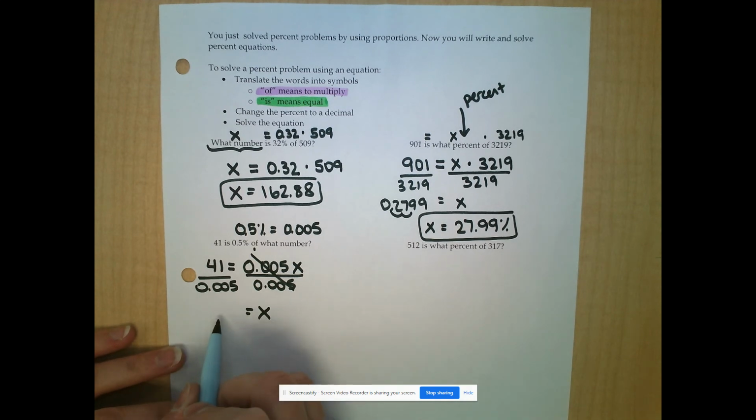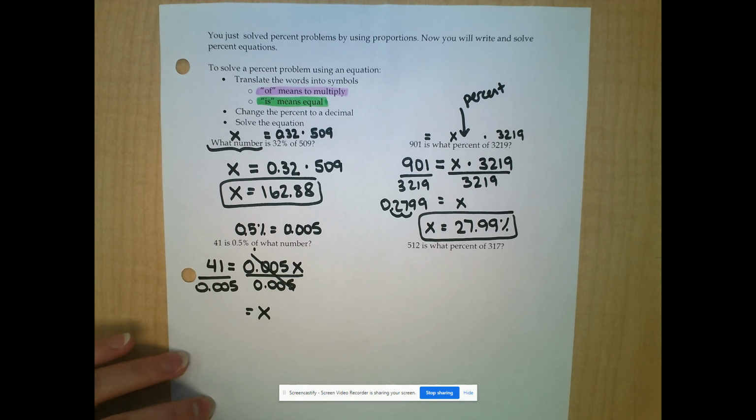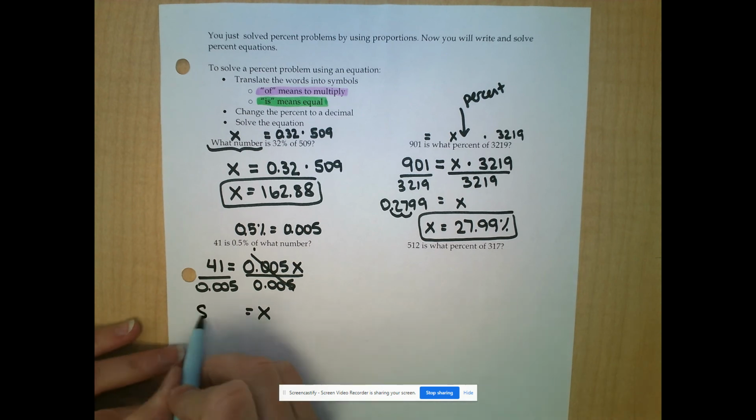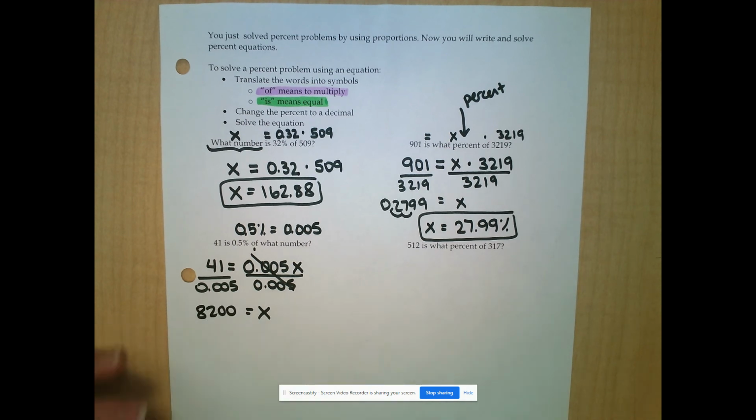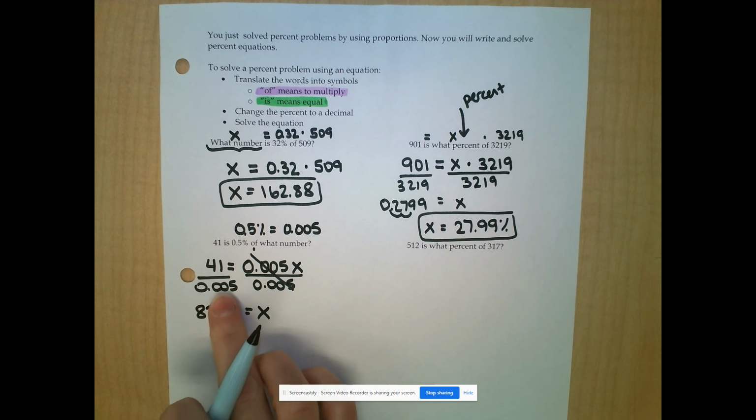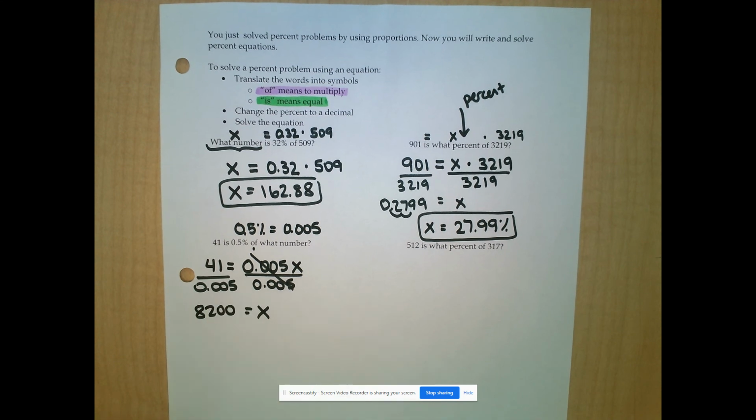No, is that what I get? 82? Seems like it should be much bigger than that. 8,200. Okay, it's a couple decimal places off there. So 8,200. All right. It makes sense that it would go in a lot of times. 0.005 is a very, very small number.